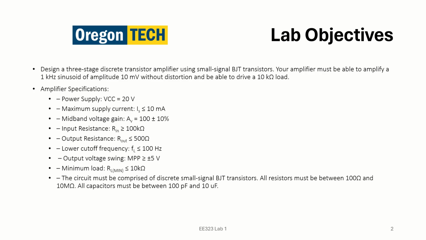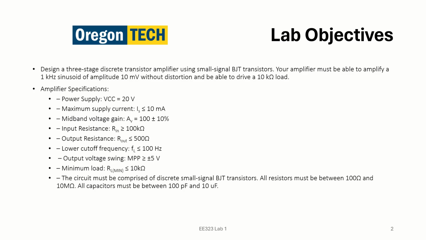So the amplifier specifications: the power supply should be 20 volts. The maximum current supplied to the amplifier should be less than or equal to 10 milliamps. The midband voltage gain should be approximately 100. The input resistance, which will be the input resistance of the first stage, should be greater than or equal to 100k ohm. That is extremely important. The output resistance, which is the output resistance of the third stage, should be less than or equal to 500 ohms.